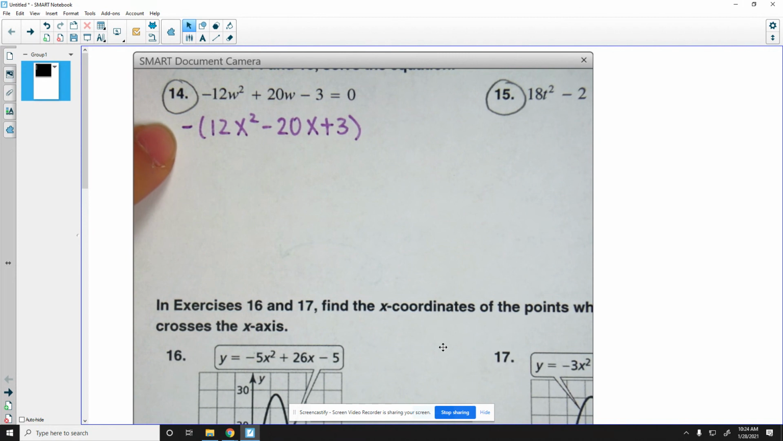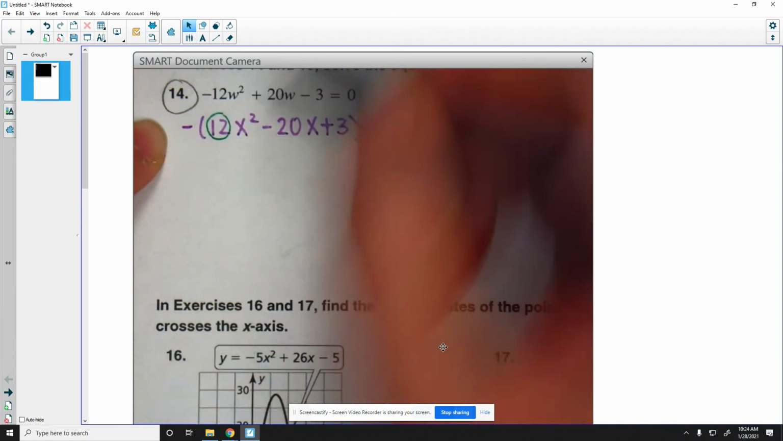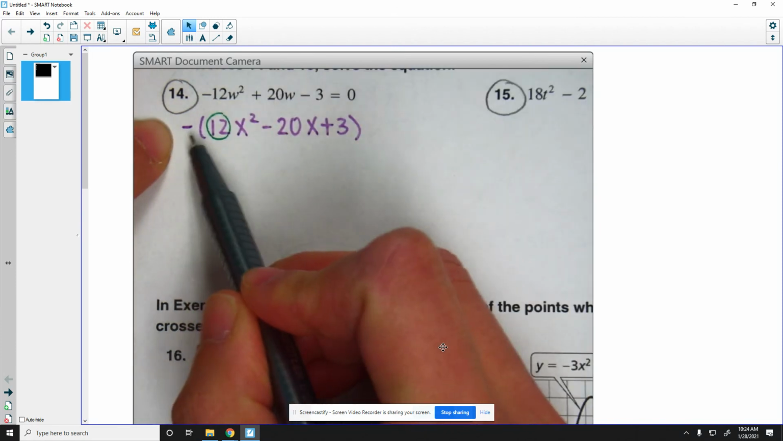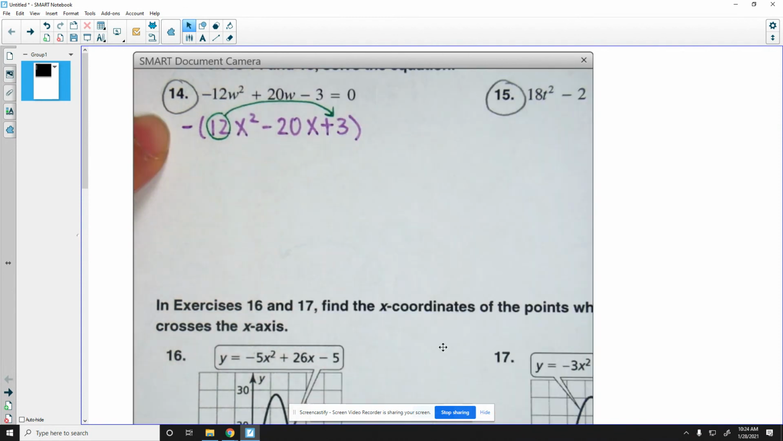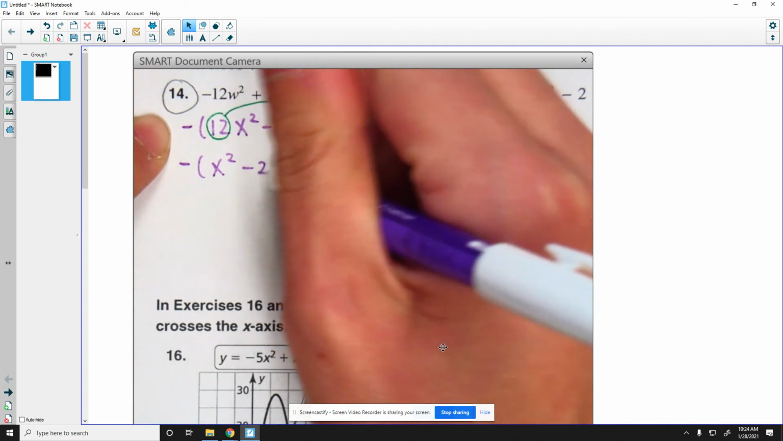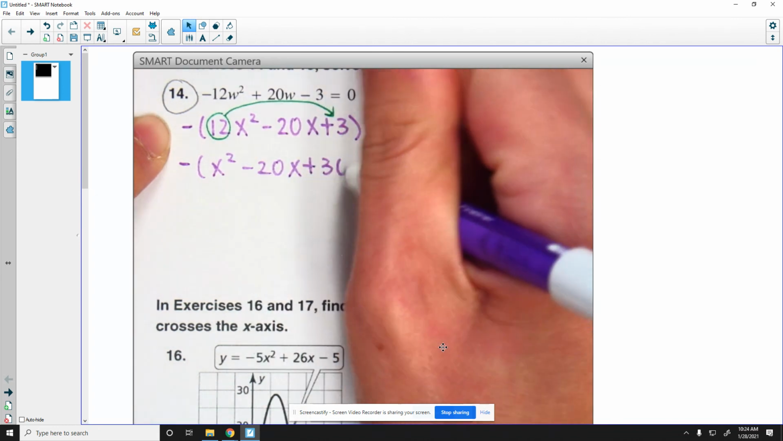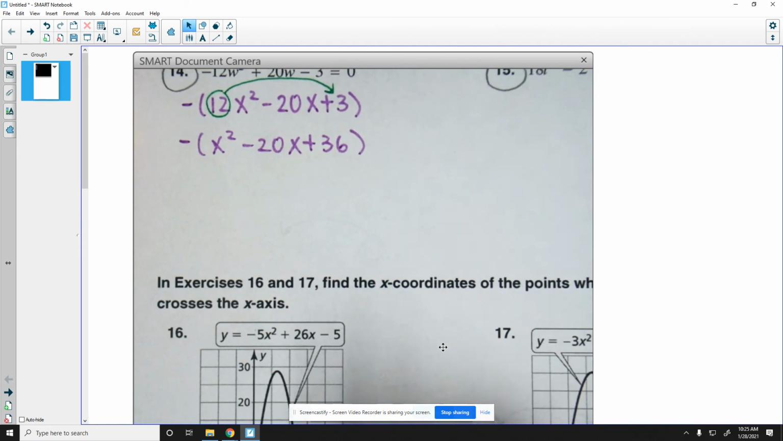Okay. Now what do you think? Magic numbers. Oh, notice how I just took out a negative. I didn't write -1. Same thing. Okay, magic numbers. But don't forget that negative still on the outside. X squared minus 20x plus 36. Okay, now what?